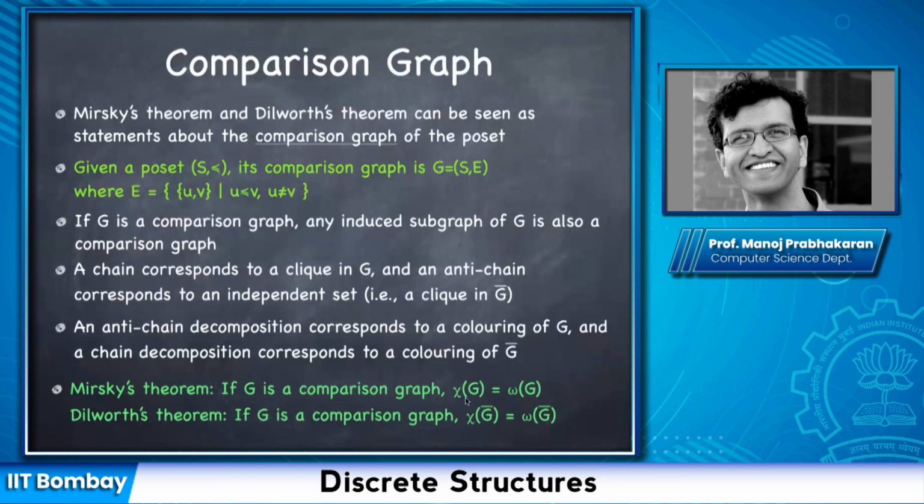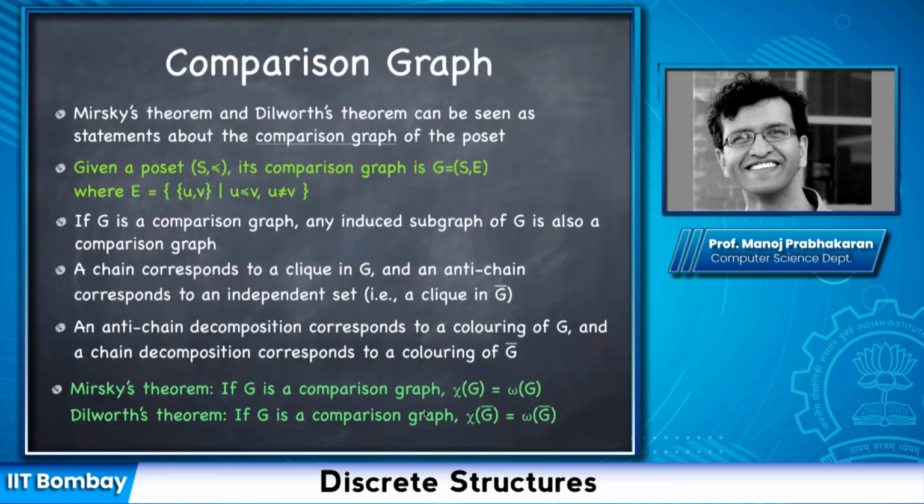So the largest chain is the same as the number of anti-chains you need to decompose the poset. Now you see that one direction was easy. If you have a large clique, you need a large number of colors. So chi G is greater than or equal to omega G is the easy direction, and that's true for every graph. What Mirsky's theorem says is that if the graph is a comparison graph, then actually equality holds.